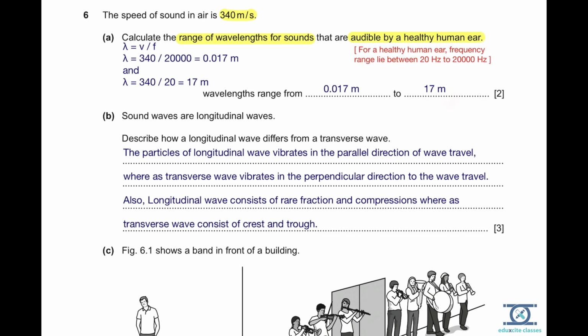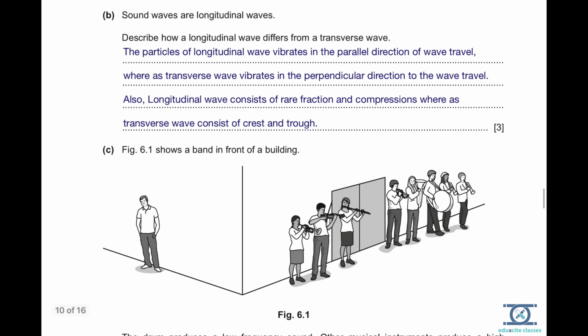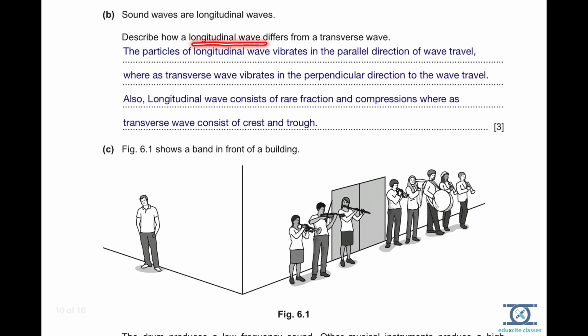Okay. Now, the B part: sound waves are longitudinal. Describe how a longitudinal wave differs from a transverse wave. That is a very common question. We know the particles of a longitudinal wave vibrate in the direction parallel to the wave travel, which comprises rarefactions and compressions, whereas the particles of a transverse wave vibrate perpendicular to the direction of wave travel, which consists of crests and troughs. Okay.